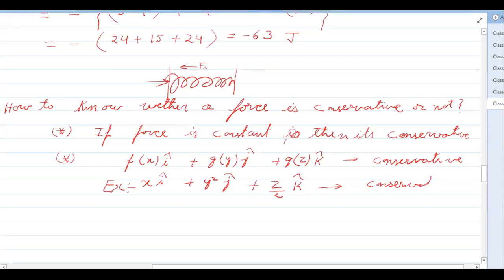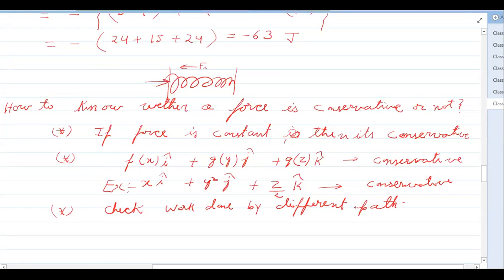So these two are basic things which you can find. Otherwise, if you are not able to decide by these two rules, then you have to check from different paths. The third thing you can do is check the work done by different paths. This is the final thing which you can do.